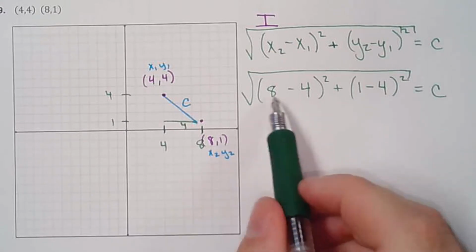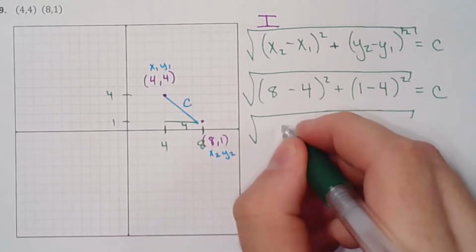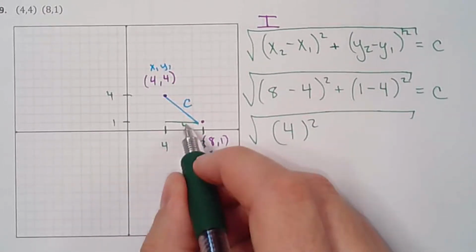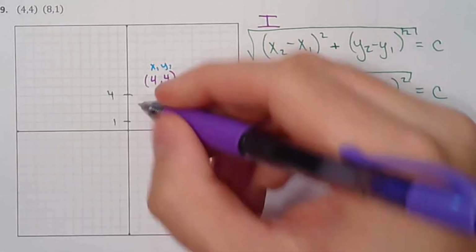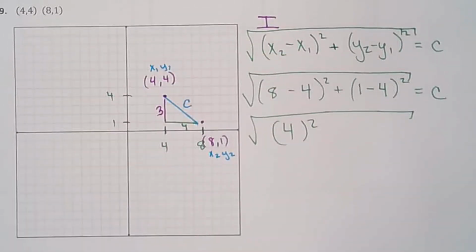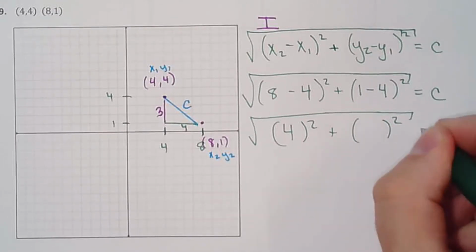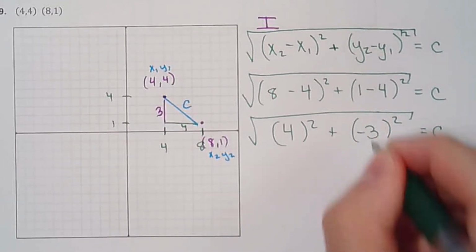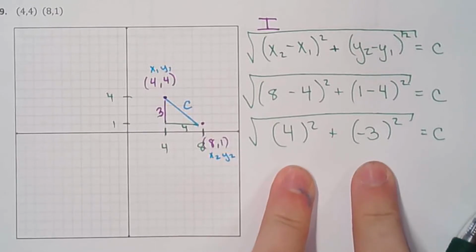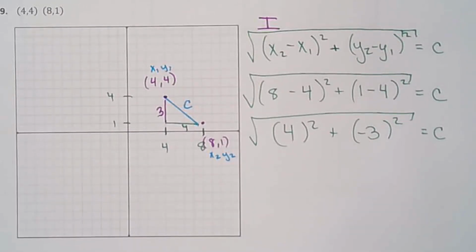So now we do 8 minus 4, which is 4, like I said it would be, right down here. And this is going to be 3, we can tell in our graph. Plus, what's 1 minus 4? Negative 3. And we keep the parentheses. Notice this. This is important. Here's why, children.